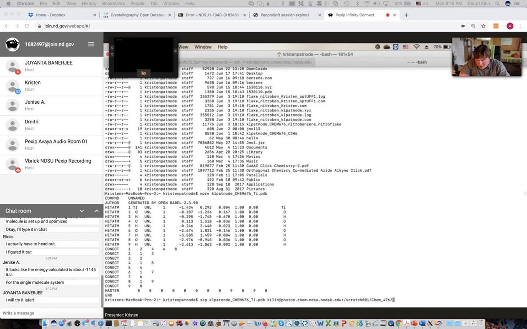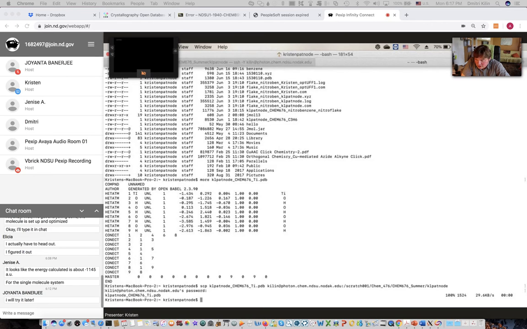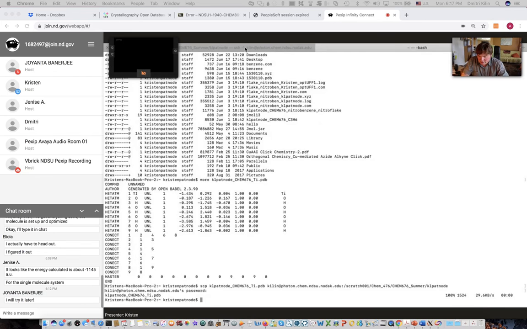Correct. I would just use copy paste because I'm not patient enough. And then the name of your subdirectory. Slash. And now type the password. And now let's go into the directory.